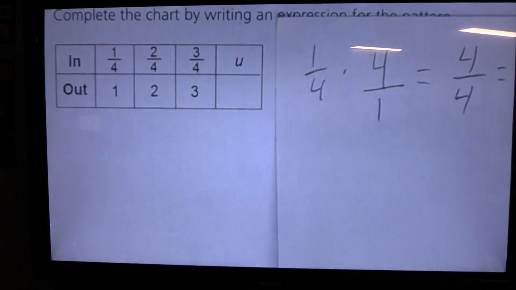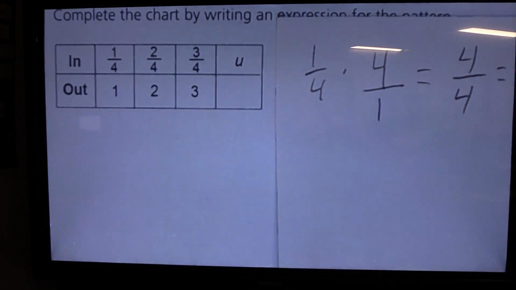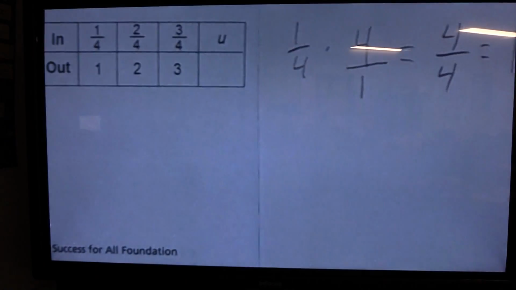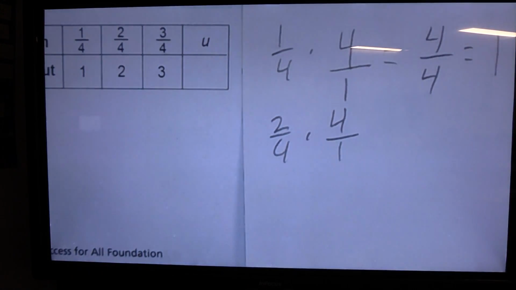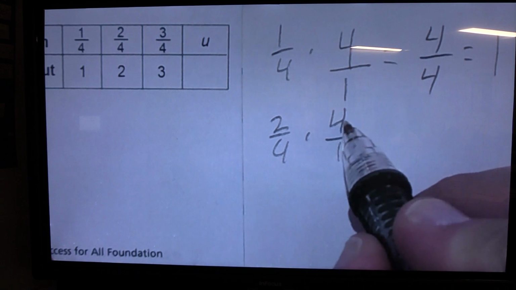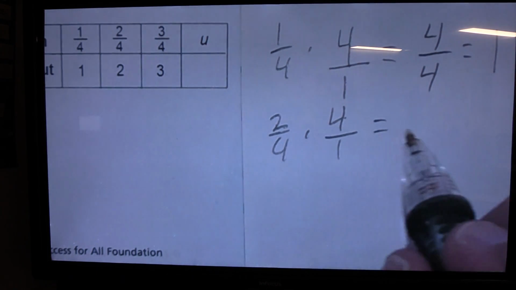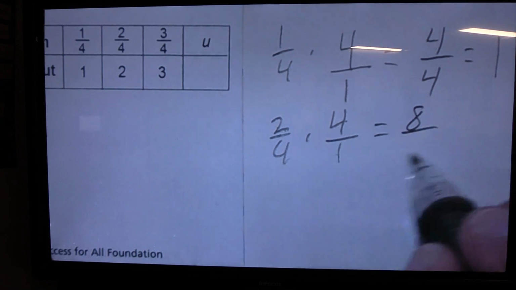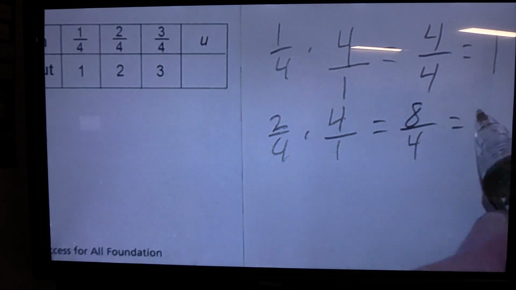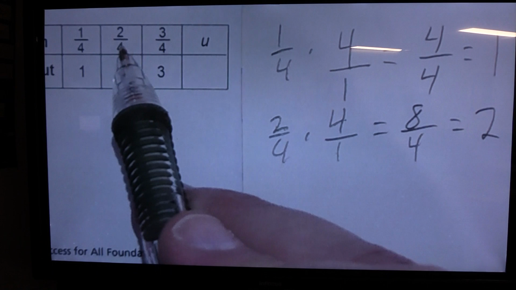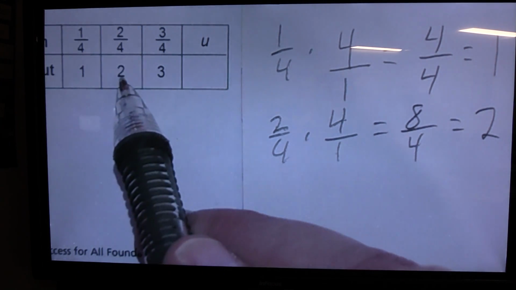Now, that's what you do to 1/4 to get 1, but what do you do to 2/4 to get 2? Let's see, what relationship do we see there? What do you think we're going to do, Laney? You're going to multiply 2/4 by 4, and that will give you 2. Well, let's try it out. I've got 2/4 times 4. Once again, I'll have 4 over 1. And 2 times 4 is going to give us 8. 4 times 1 is 4. And then I can get 2 groups of 4 out of 8. So 8 divided by 4 is 2. So sure enough, by multiplying 2/4 by 4, we get 2.